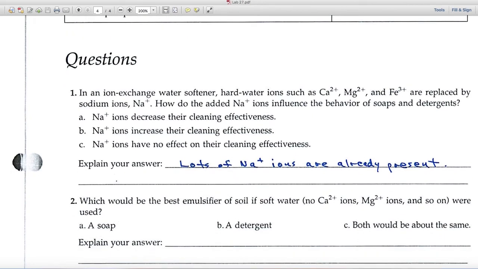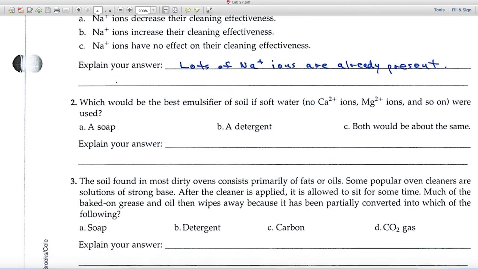Number 1 deals with a water softener. And water softeners try to eliminate calcium, magnesium, and iron atoms and replace them with sodium ions. The question is, how do the added sodium ions influence the behavior of soaps and detergents? Well, I'll give you a clue. There are lots of sodium ions there to begin with, even before it goes through the water softener process. And that's sort of a clue. Sodium ions when you begin, more sodium ions afterwards, but how do they impact the cleanliness and effectiveness?